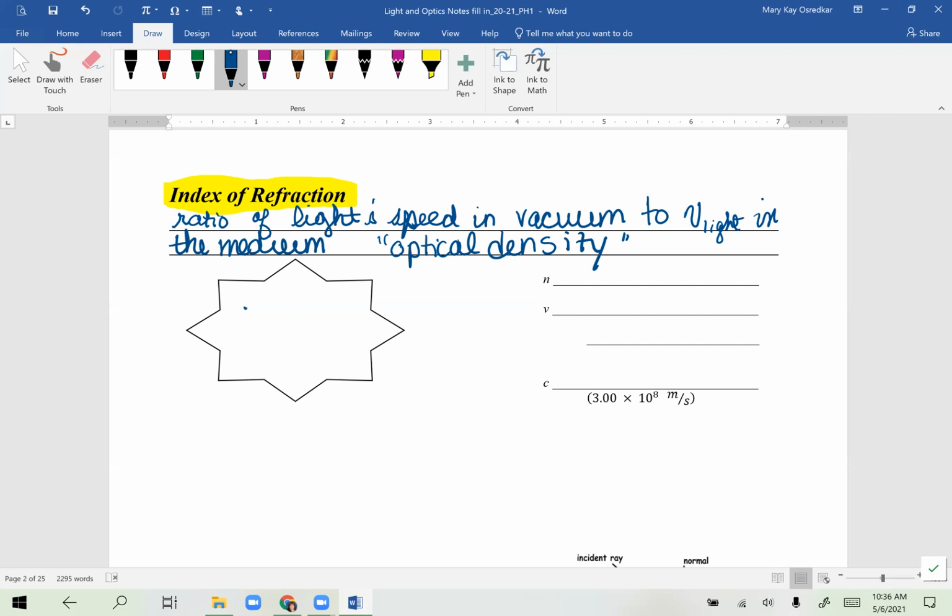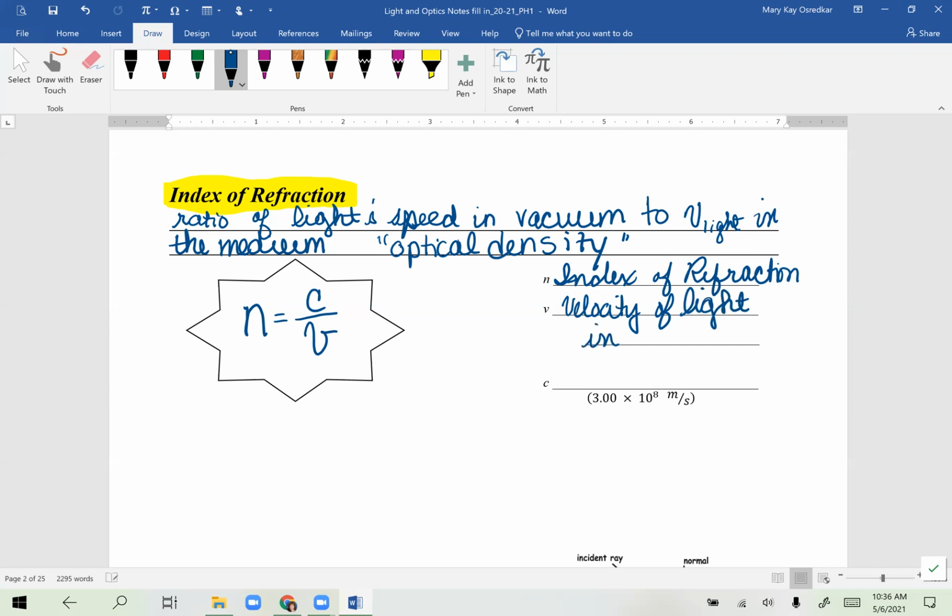The equation for this is that n equals c over v, where n is the index of refraction, v is the velocity of light in that medium, and c is the speed of light in a vacuum.